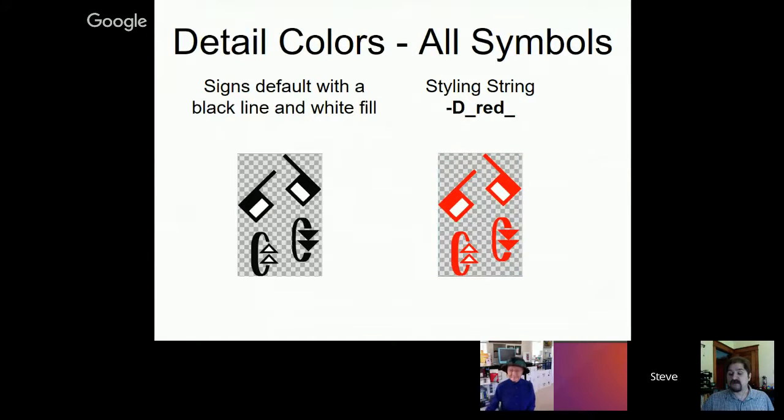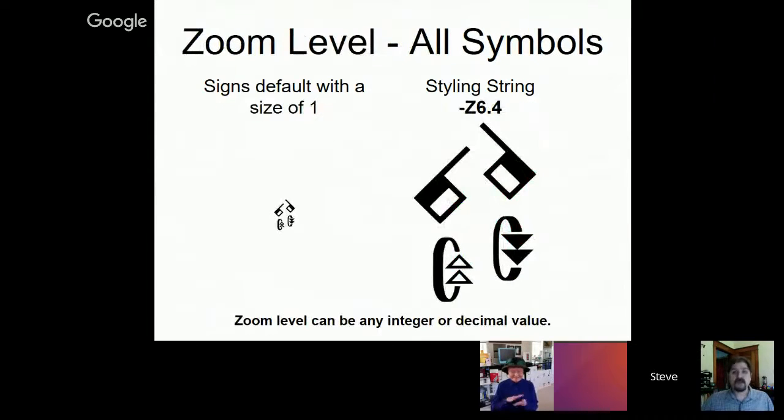I was talking about the detail of the line for the symbol itself. We have -D red, and that says for the detail of the symbols, set the line to be equal to red. There's also that fill in the symbols, which you may have noticed, so you can actually put a comma between color names. So this is detail with our line red and our fill of yellow. Here's that zoom. All the signs default with a zoom level of 1. But here is the zoom level of 6.4. You can use any integer or decimal value.